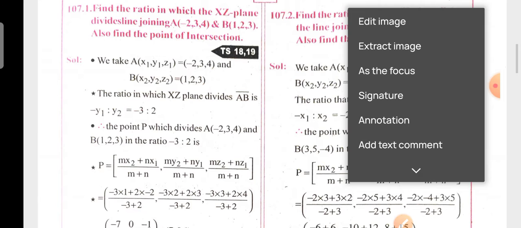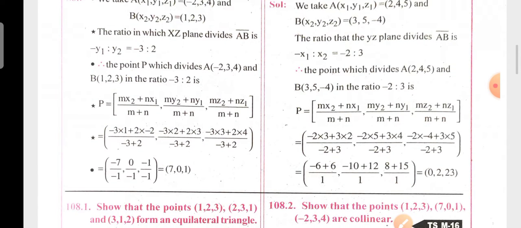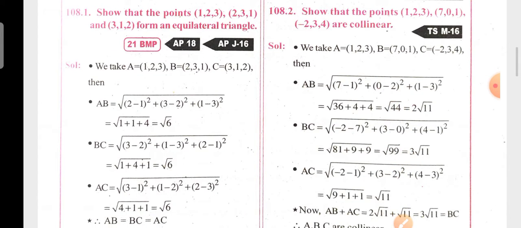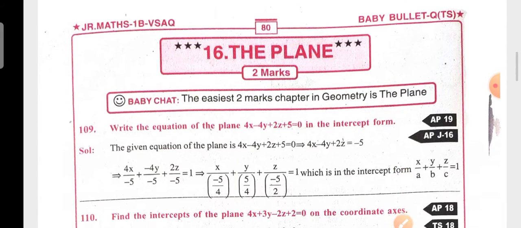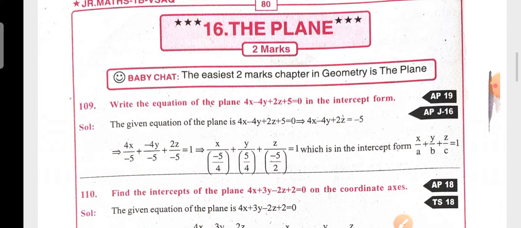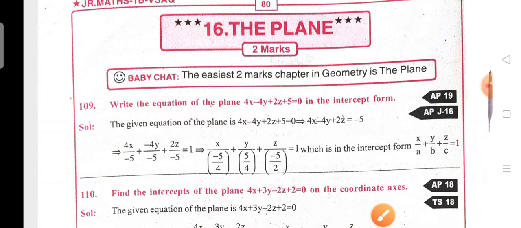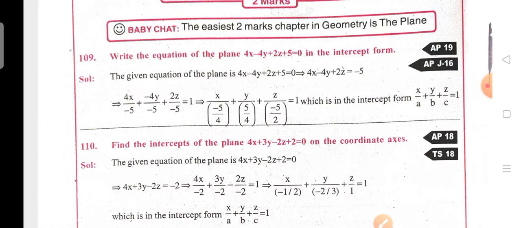Next coming to the plane. According to our syllabus, this is the 7th unit, the plane.